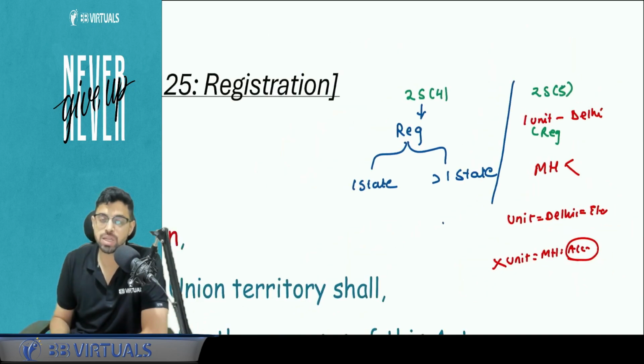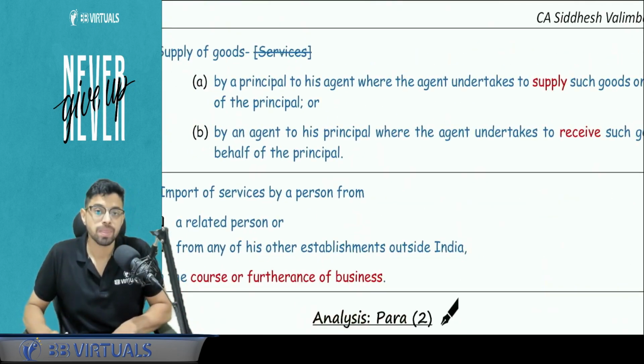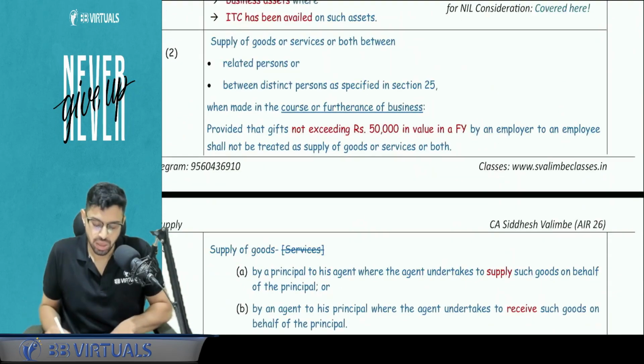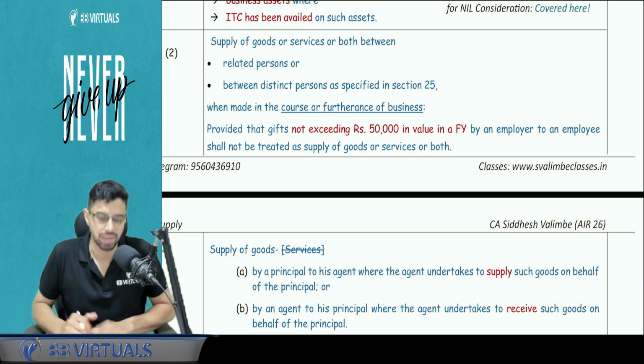What is the implication of distinct person? The supply between them of any goods and services will be covered under supply without consideration. Only condition is that the business condition should exist. So it should not be something in personal capacity.